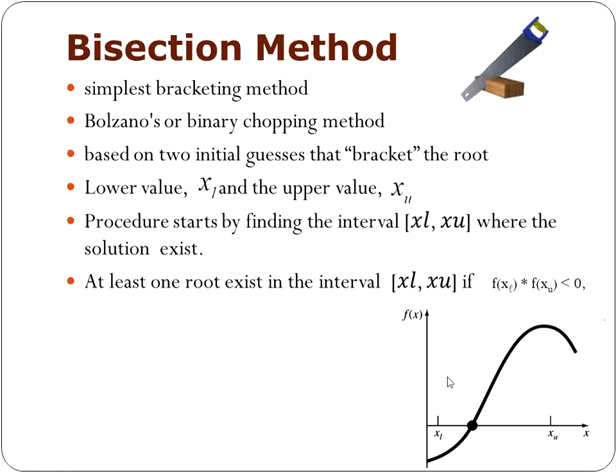I repeat, suppose you are taking two guesses, xl and xu, and you are finding the function values at xl and xu, and you are taking the multiplication of these values. If this value is less than 0, it means your function, whatever guesses you are taking, has a minimum of one root.